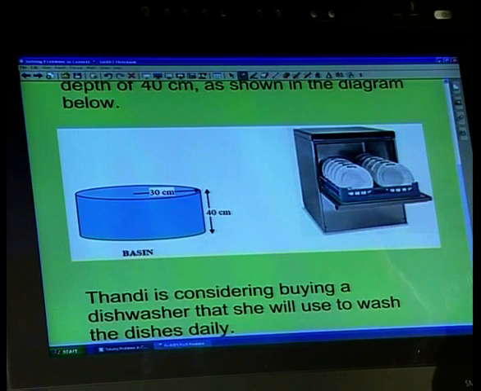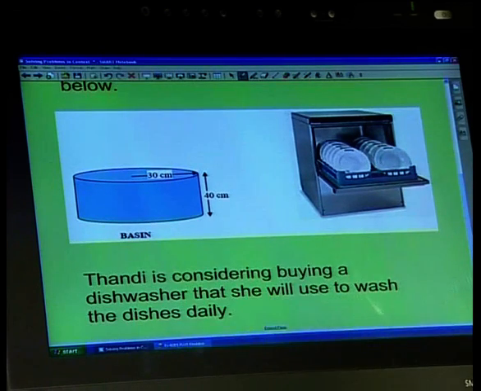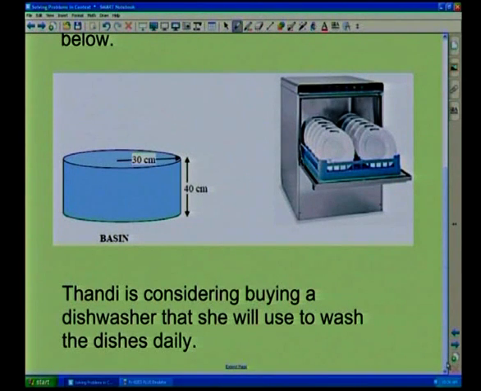Now we've got the picture of a lovely dishwasher over here, and it says that Thandi is considering buying a dishwasher that she will use to wash the dishes daily.